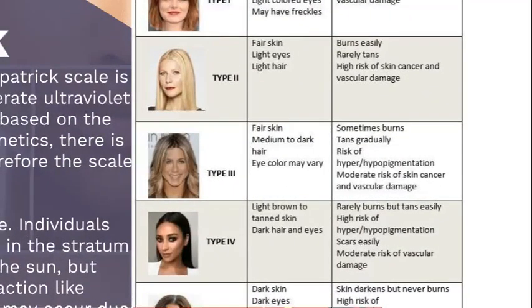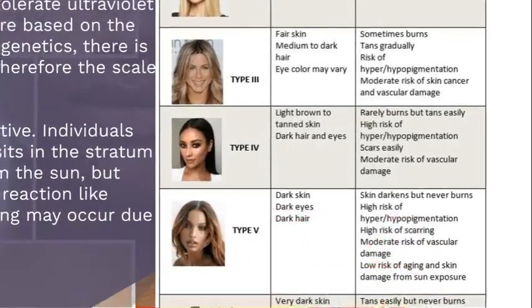Your type 3, fair skin, medium to dark hair, eye color may vary. Sometimes burns, tans gradually. The risk of hyper or hypopigmentation is there, and moderate risk of skin cancer and vascular damage. Your type 4, light brown to tan skin, dark hair and eyes, rarely burns but tans easily. There's a high risk of hypopigmentation. It scars easily and moderate risk of vascular damage.